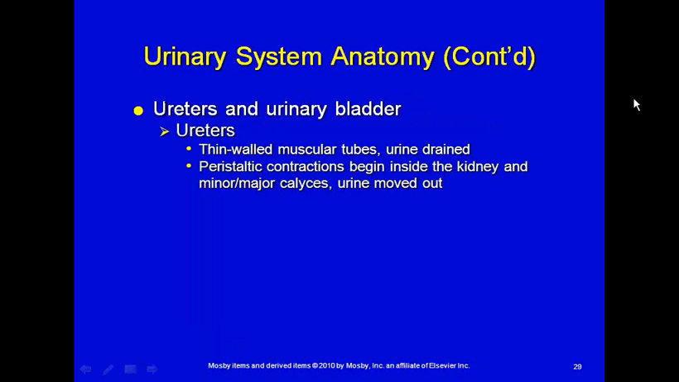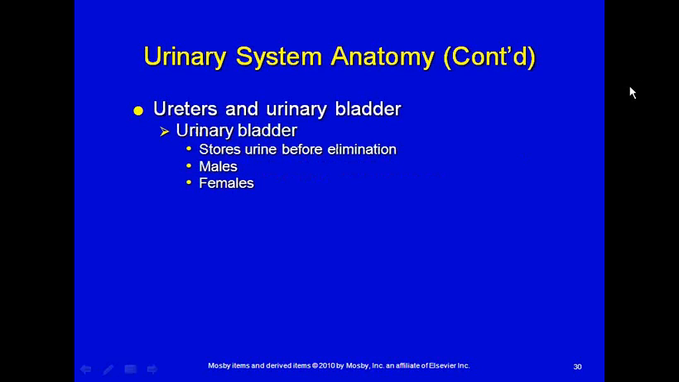Ureters and the urinary bladder. Ureters are thin-walled microscopic tubes where urine is drained through a process, as we know, peristalsis. It's the same process that propels food down your esophagus into your stomach and food through your whole GI tract. That same wave-like muscular contraction also helps urine drain from the kidneys into the bladder.